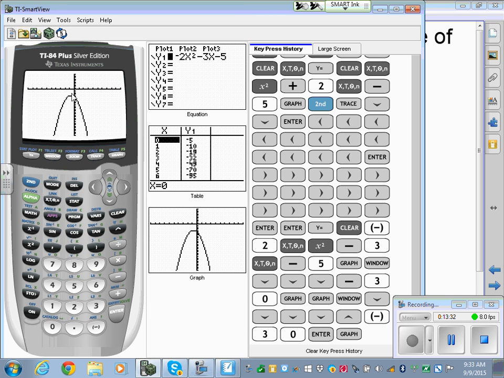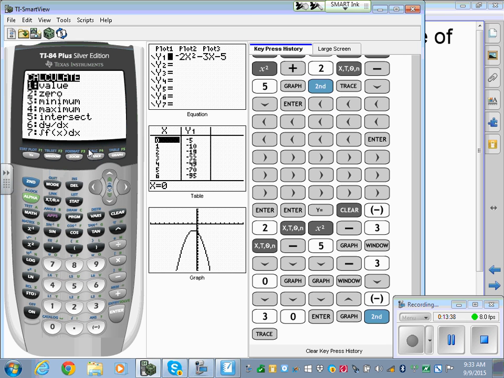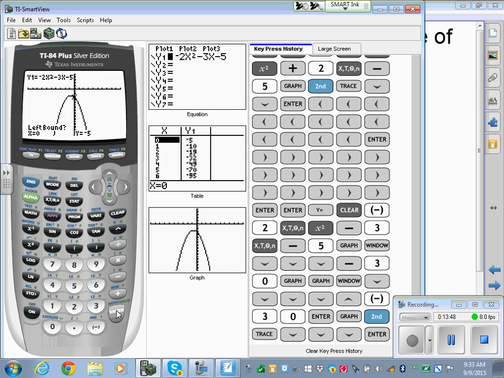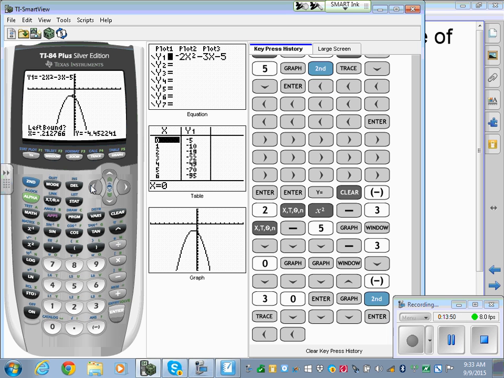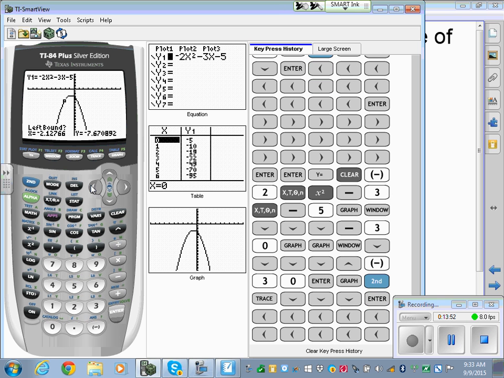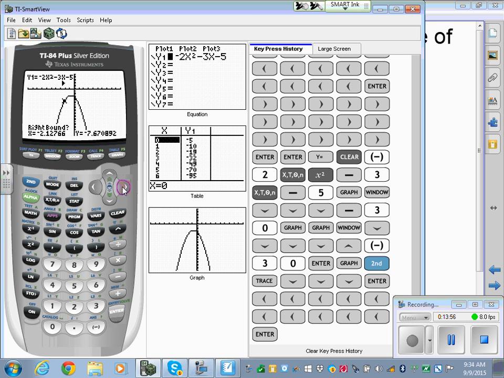I see I'm finding a maximum value. Very important. So now to find that maximum, you'll do second trace. Second trace. And we have to say we're finding a maximum. So you make sure you don't say minimum by accident. This is a maximum. I hit enter. Once again, it's going to ask for a left bound. So I've got to scroll left of that point, anywhere as long as I'm sure I'm left of it. And then I'm going to scroll to a right bound, anywhere as long as you're surely right of it.